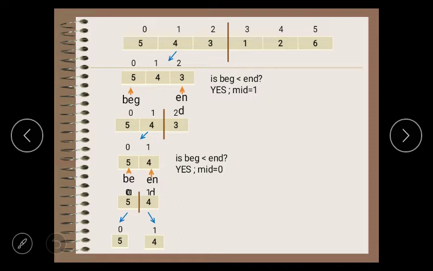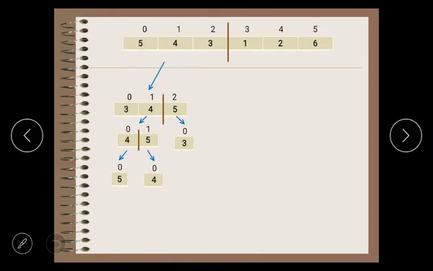As there is only one element in both the left sub array and right sub array, we will now sort them and merge them back. As 4 is less than 5, we need to swap the positions of 4 and 5. After swapping, this becomes 4 and 5. So the left sub array is sorted now.